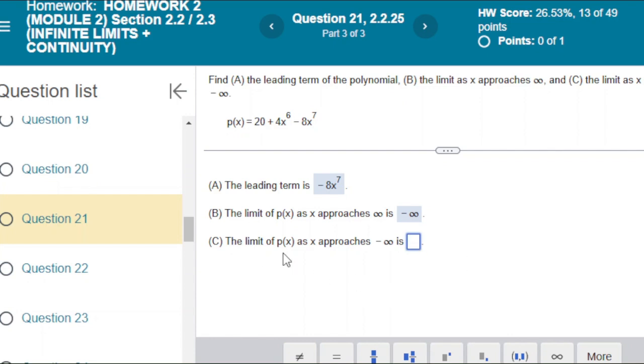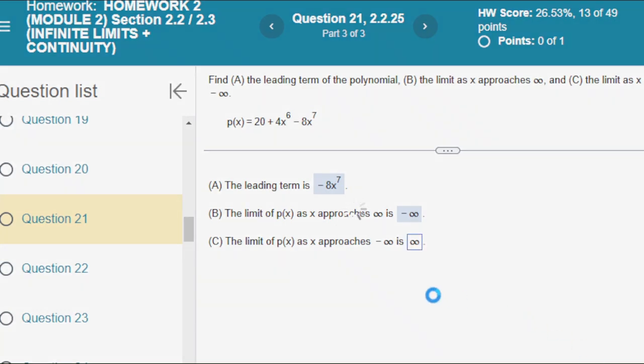Okay, now what's the limit of p of x as x approaches negative infinity? Again, we could ignore these terms here, but as x approaches negative infinity, now imagine plugging in a number like negative 100. Okay, well, negative 100 to the 7th power is going to be a really big negative number, right? We're raising it to an odd power. So negative 100 times negative 100 times negative 100, do it 7 times, you're going to get a really huge negative number, but then you're multiplying by negative 8, so it's going to be a really big positive number. So we're going to get positive infinity.